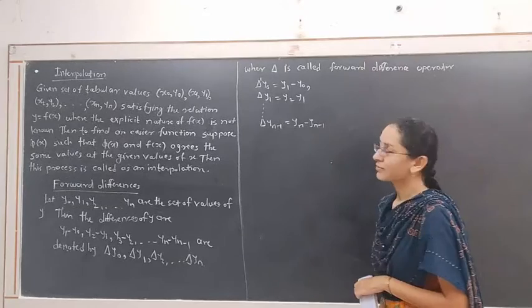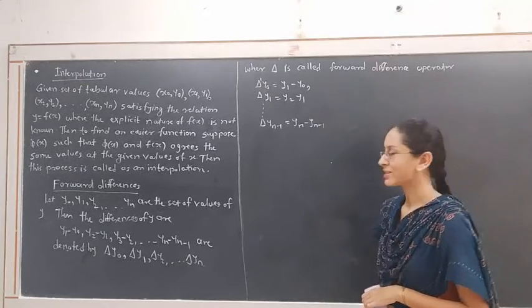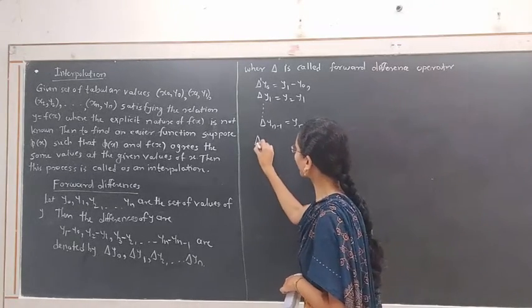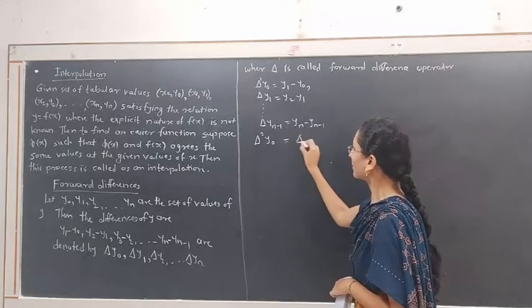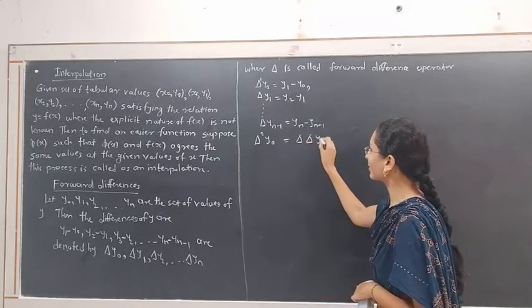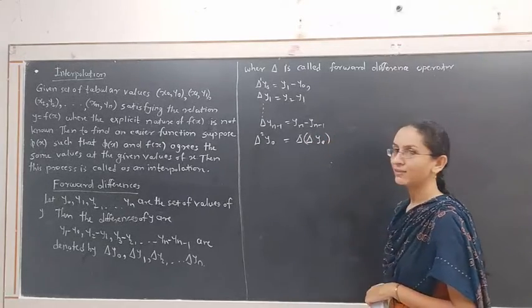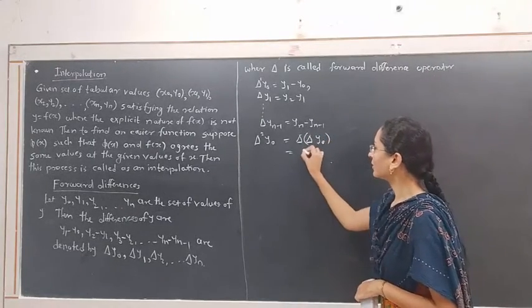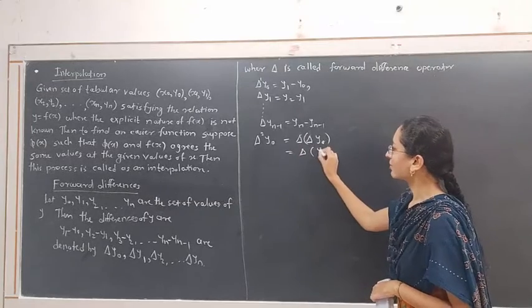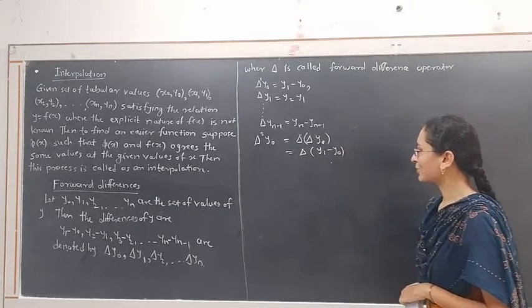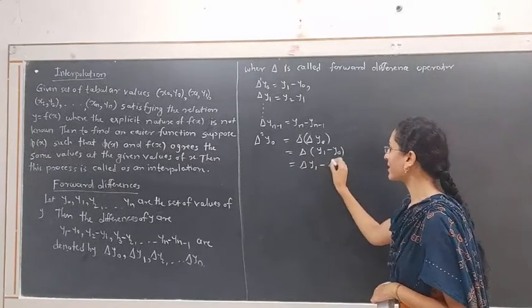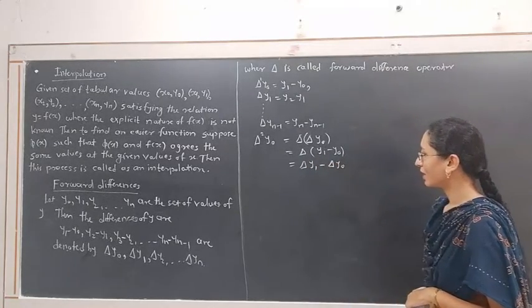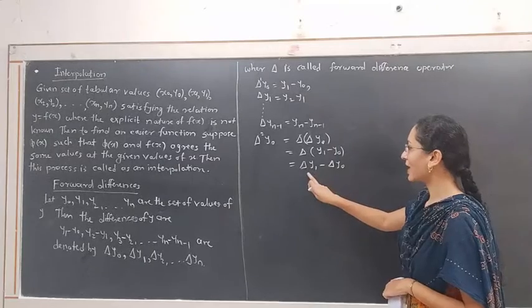From these differences, we also get the second order differences. Del square y0 is equal to del of del y0. We know the value of del y0, which is y1 minus y0. This is equal to del y1 minus del y0. We also know the value of del y1.